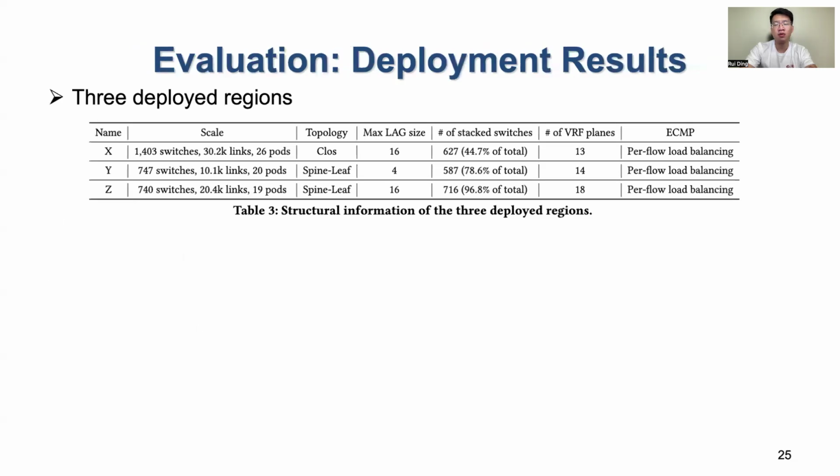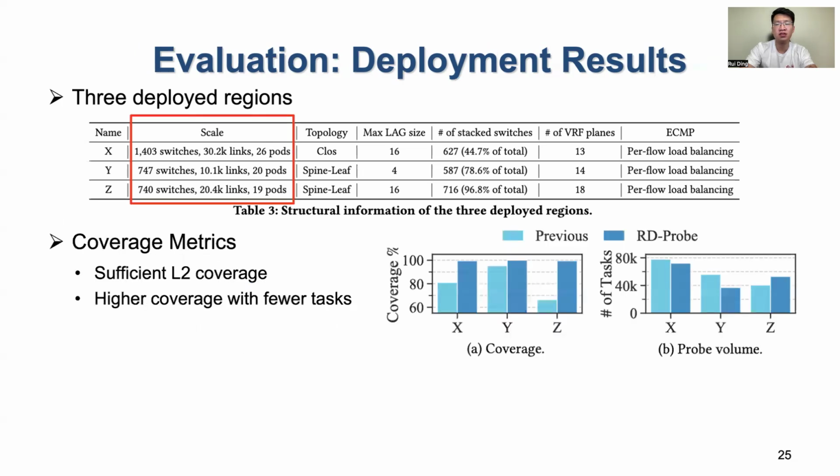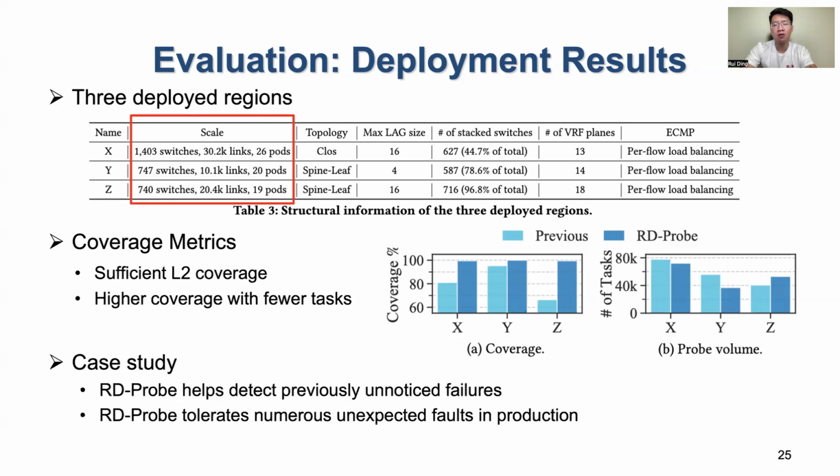Now we show the deployment results. All the three deployed regions have around 1,000 switches and tens of thousands of links. Not only does RDPro guarantee sufficient layer 2 coverage, it also improves coverage with fewer tasks. We also present case studies of how RDPro helps detect new failures and tolerate numerous faults in the paper.